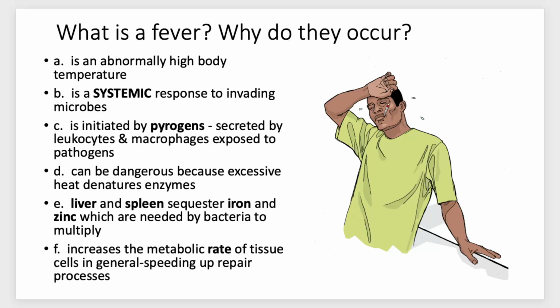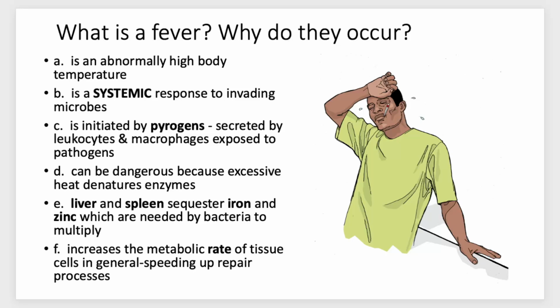It's a systemic response initiated by pyrogens, secreted by leukocytes and macrophages that are exposed to these pathogens. And then it's denaturing enzymes, so it can destroy the enzymes the bacteria are using, but it can also harm our own bodies because it can get such a high temperature that our own enzymes start to denature. The liver and spleen sequester iron and zinc because those are needed by bacteria to survive. So our body pulls any of that out of the way. And then the higher temperature and these other factors are going to cause it to be very difficult for the foreign pathogen to survive in our bodies.